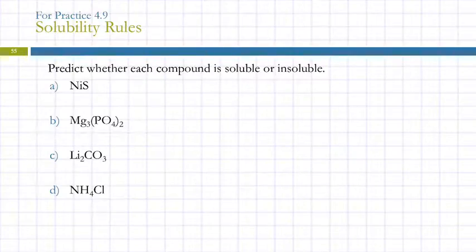Okay, so we talked about it, we looked at it, now we're going to try to use the picture in our head that we have of that. Wouldn't it be great if you could take a screenshot with your brain? Some people can. Predict whether each compound is soluble or insoluble. So nickel sulfide. So I'm going to mentally go through that list. As you are learning this, don't just jump to the rules and look to see if it's soluble or not. Try to picture it in your mind and go through the list and predict, and then check yourself on the actual list.